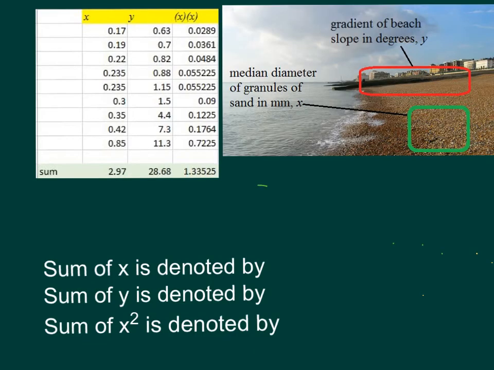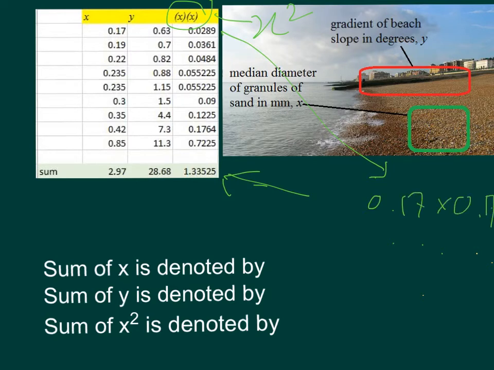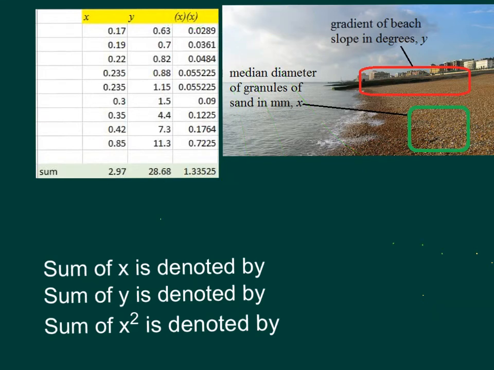It is often easy to organize the data into a table like this. And here's the column of x squared. Basically the first cell here is 0.17 times 0.17 to get 0.0289. The next is 0.19 squared. And the third one is 0.22 squared. As a review of the notation, sum of x is denoted by this, and this is 2.97 from here.